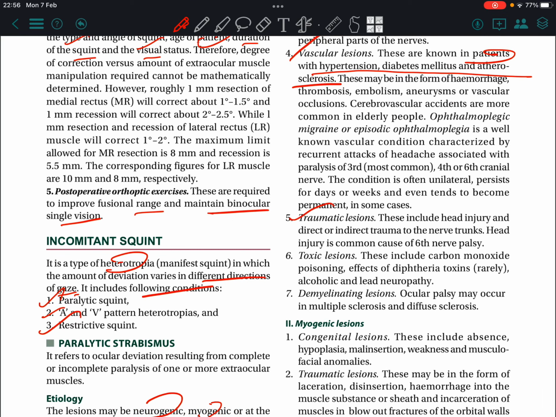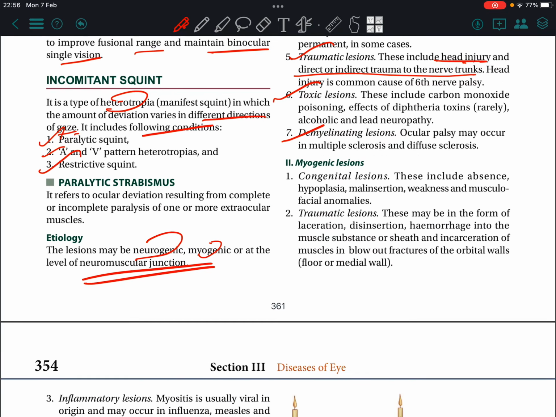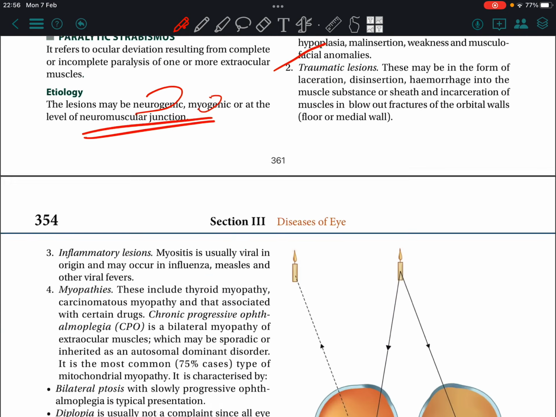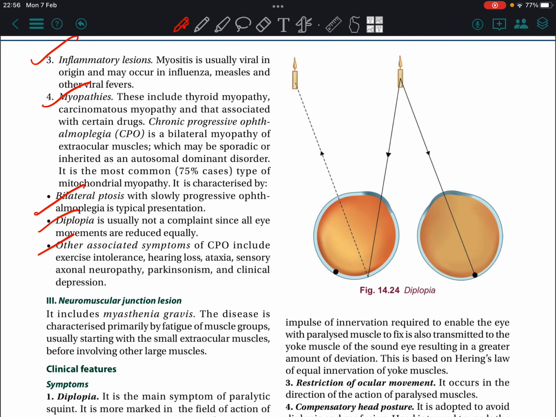Then traumatic lesions. These include head injury, direct or indirect trauma to nerve trunks, toxic lesions, demyelinating lesions. Myogenic lesions: congenital lesions, traumatic lesions, inflammatory lesions, myopathies, bilateral ptosis, diplopia. Other associated symptoms of CPEO. Diplopia is double vision.